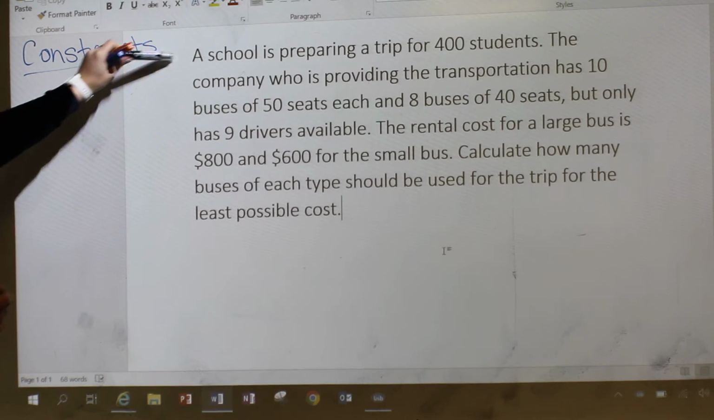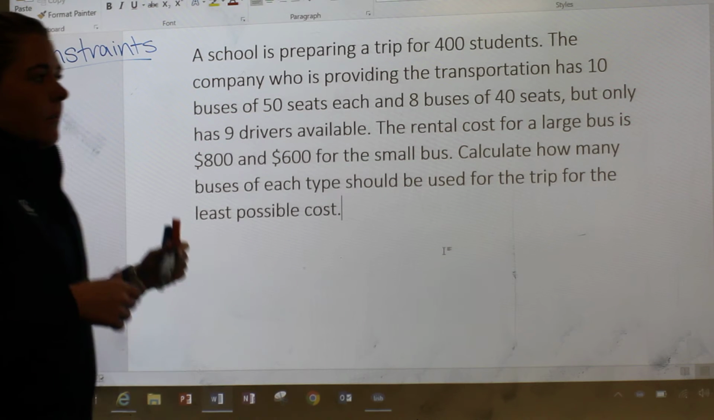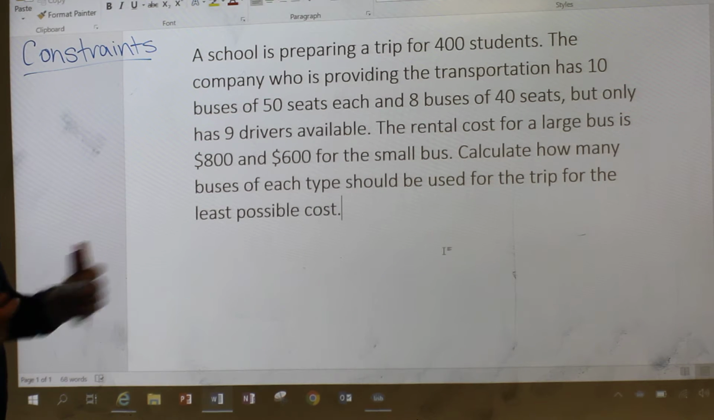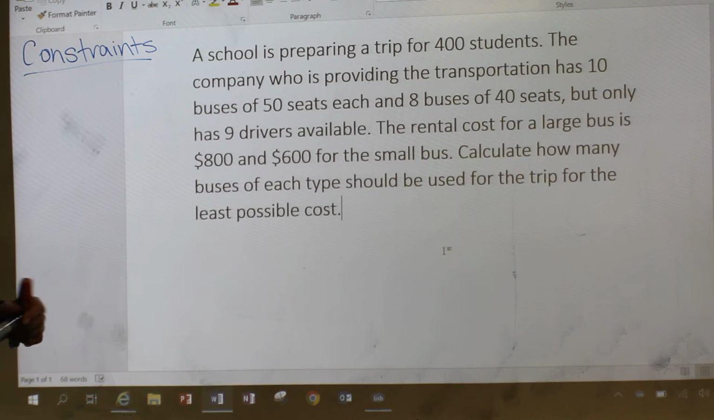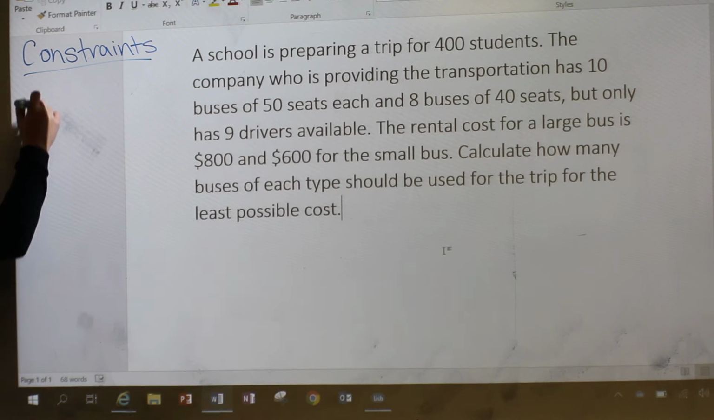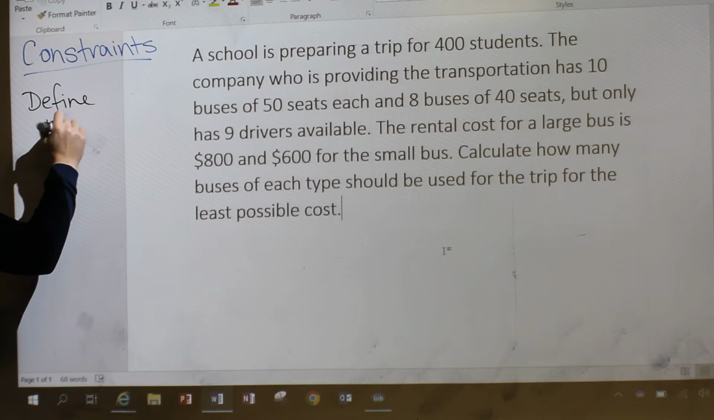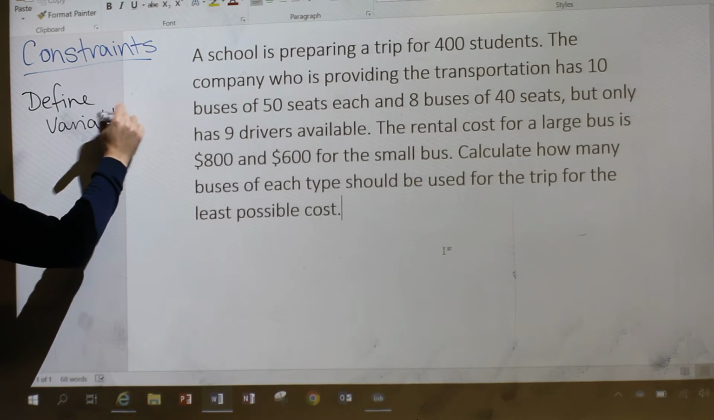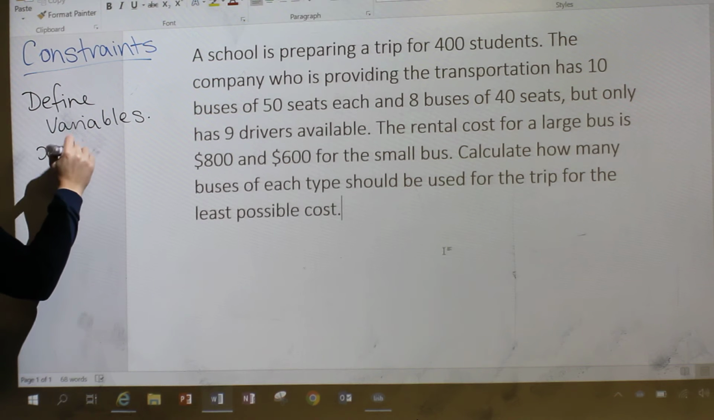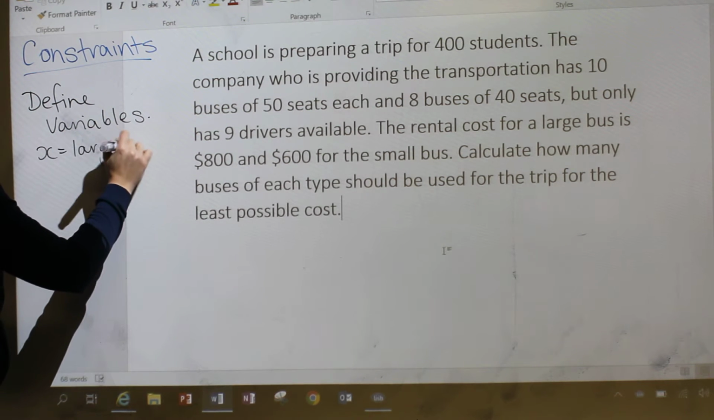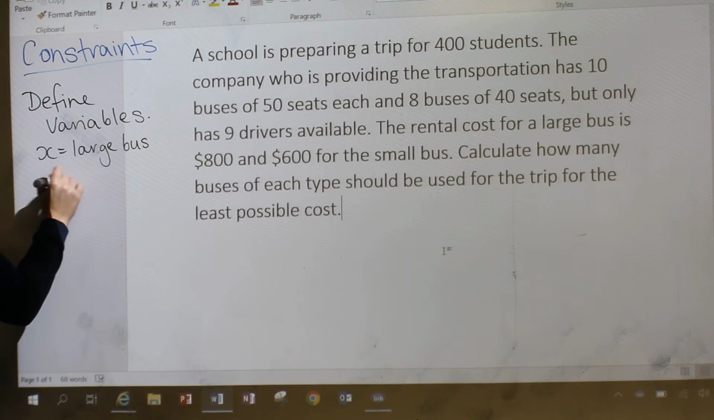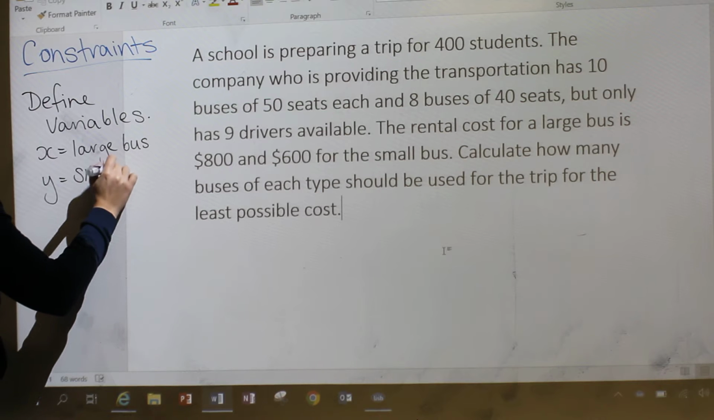Now, the school is preparing a trip for 400 students. We can't really address that yet. The company who is providing the transport has 10 buses of 50 seats and 8 buses of 40 seats. So we're going to do our variables first. So define our variables. And we're going to call X equals large bus. All right. Y equals small bus.